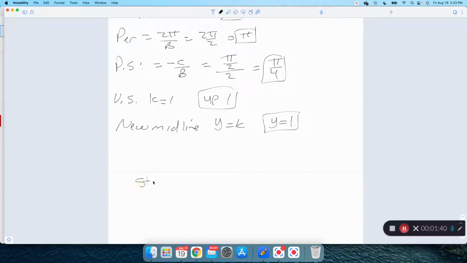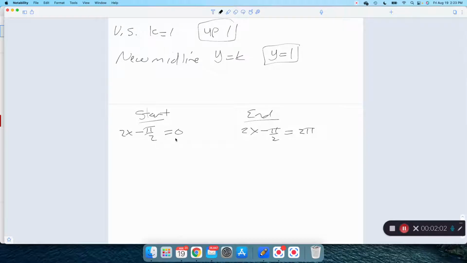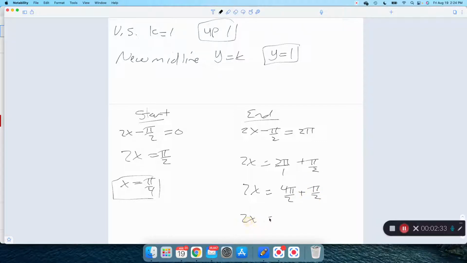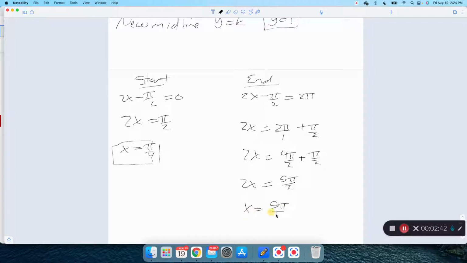Okay, we do start and end, just like always. Inside equal to 0. So 2x minus pi over 2 equals 0. And 2x minus pi over 2 equal to 2 pi. So this guy's easy. We'll get 2x is pi over 2, so x is pi over 4. Here we'll get 2x is 2 pi plus pi over 2. We're going to need a common denominator here of 2. So that's going to be 4 pi over 2 plus 1 more pi over 2. That's 5 pi over 2. Divide by 2. X will be 5 pi over 4. That's my new end.